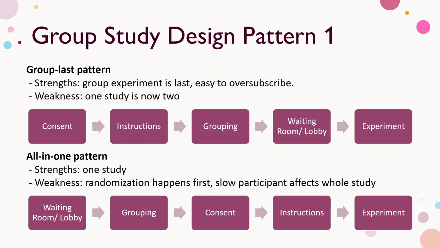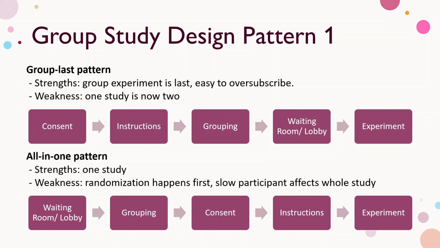The challenge here is that you really have two studies. The consent, instructions, and grouping is its own study, and then you're sending people to a waiting room and then another experiment. Having the waiting room so far to the end means you're going to have a lot of people do the consent, instructions, and grouping and then drop. So I think you're just going to get a lot of loss after this first set of steps.